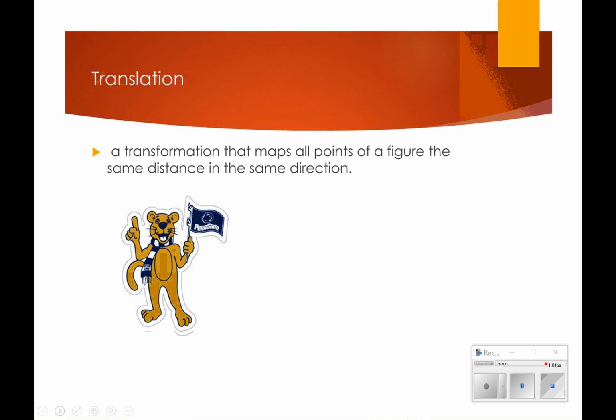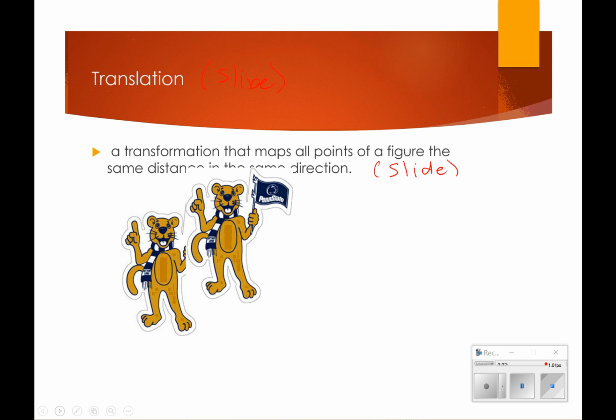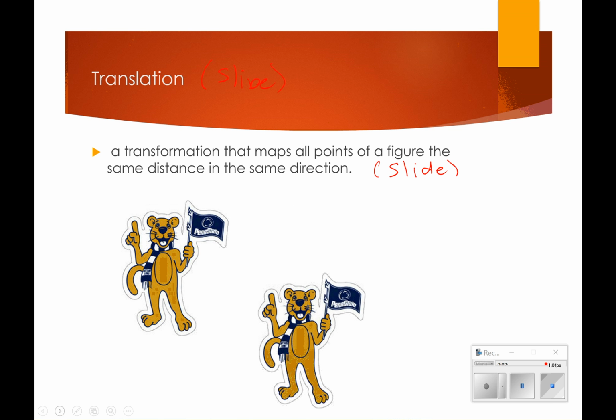So the first kind of transformation we're going to talk about is a translation, and that's just taking a figure and we're just going to slide it. So you had it called a slide. When you were in 6th grade or earlier, you talked about slides. So if I take my knee lion and I just move him up and then down, that's a translation. I've just slid them around my page.